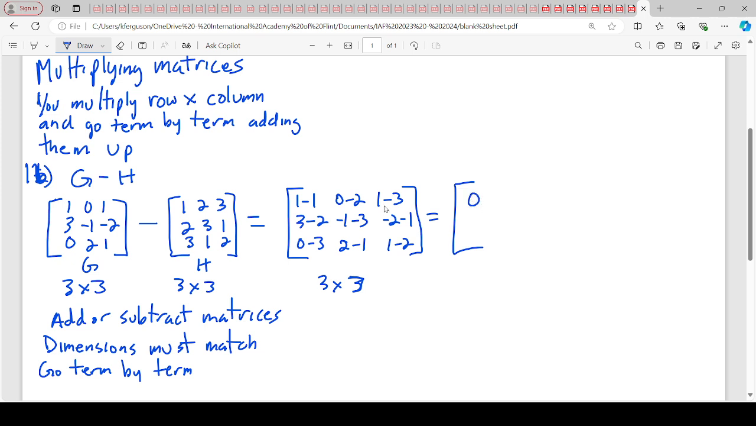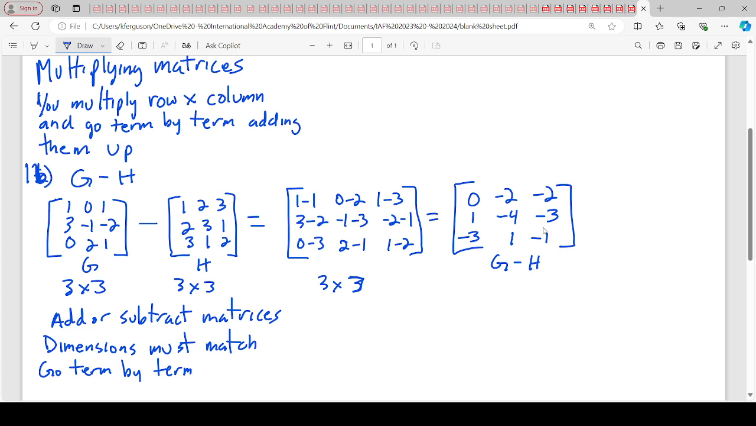1 minus 1, 0. 0 minus 2 is -2. 1 minus 3 is -2. 3 minus 2 is 1. -1 minus 3 is -4. -2 minus 1 is -3. 0 minus 3 is -3. 2 minus 1 is 1. And 1 minus 2 is -1. And here's my answer, G minus H.